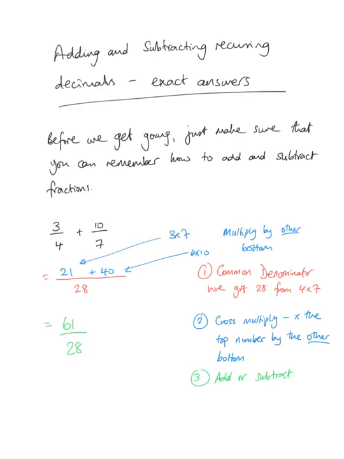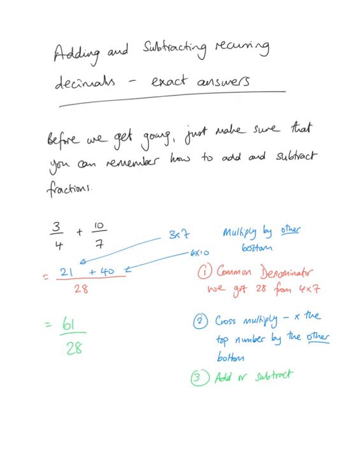Yeah, welcome to a quick video about adding and subtracting recurring decimals where we want exact answers. And before we get going, we do just need to make sure that we're able to add and take fractions. So if you remember, we need a common denominator here, and to find that common denominator, what I'm always going to do is just multiply the two bottom numbers together. So here I'm doing 4 times 7.